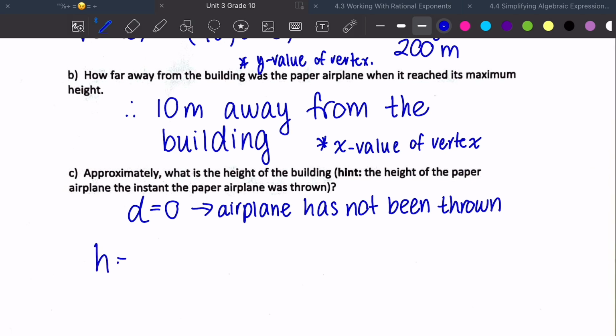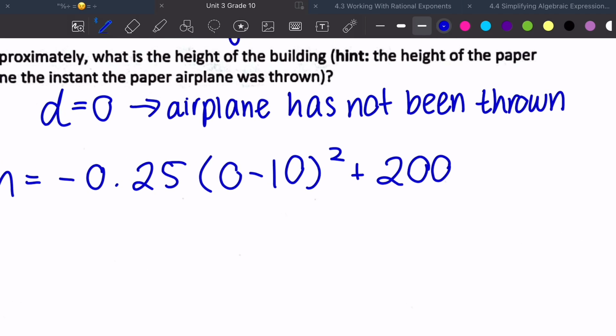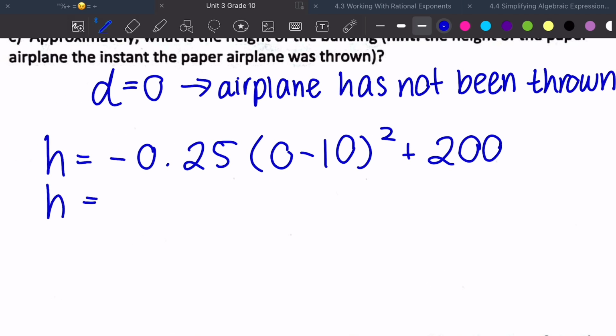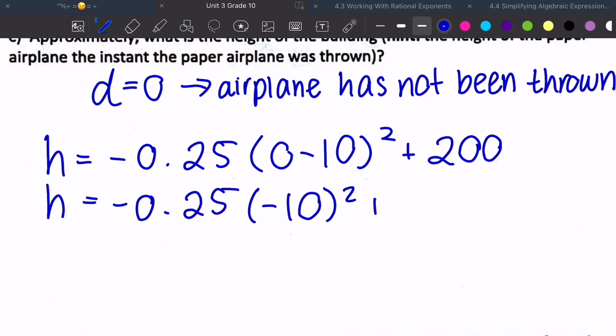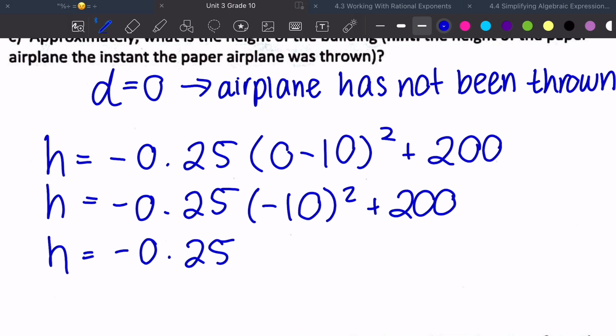So we're just going to do h equals negative 0.25 times (0 minus 10) squared plus 200. 0 minus 10 is just going to be negative 10. Oop, 200, not 2,000. Now I need to evaluate this. So negative 10 squared, negative 10 times negative 10. What does that give me? 10 times 10? This one would be positive 100, right?